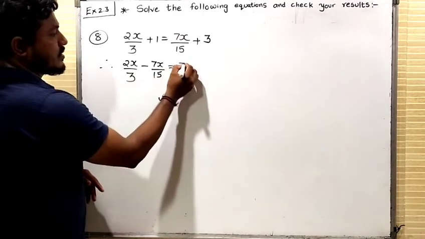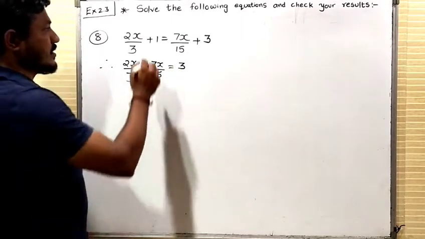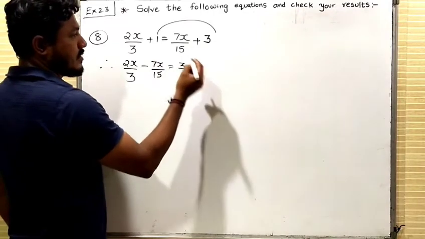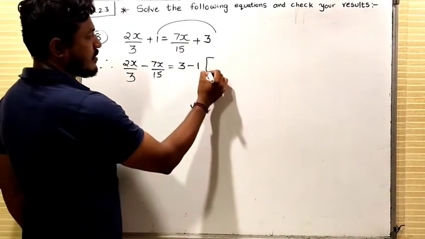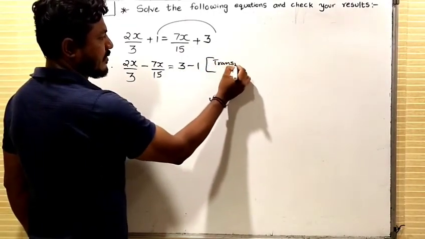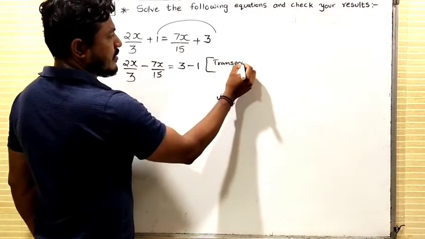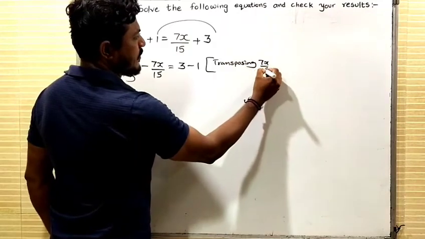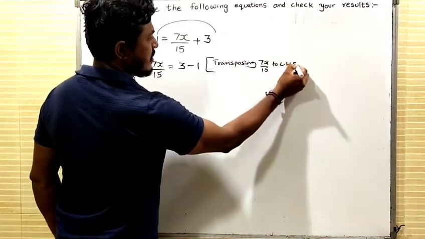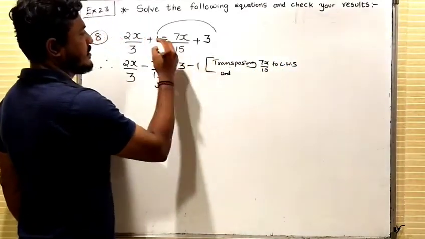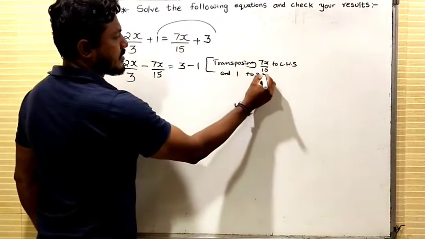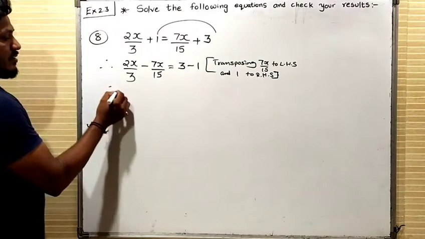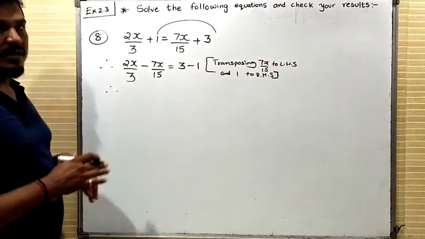and the constant term, that is 3, toward your right, and try to take this 1 toward your right so that it will become negative. Now write down the statement over here. Transposing 7x by 15 to LHS and 1 to RHS. Now by doing so, see, it's a bit easier now.